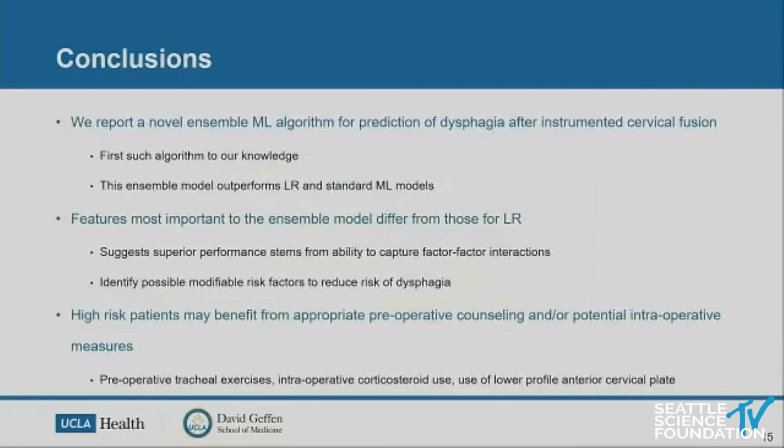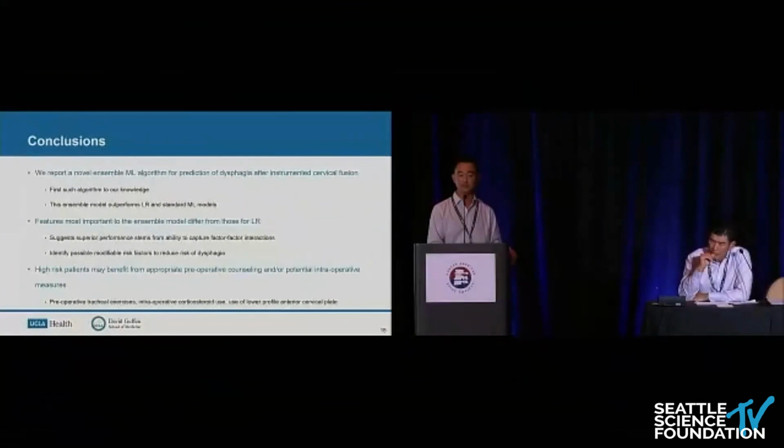And so we were able to find that with this novel algorithm for predicting dysphagia, we can find a list of variables that we can then say, all right, these are patients, maybe like psychiatric patients, could be at risk for dysphagia. So, if they have a history of bipolar disorder or psychiatric meds, maybe think twice about doing some sort of preoperative exercises, intraoperative steroid use, lower profile plates, things like that, things to try to reduce our chances of having dysphagia. All right, thank you very much.